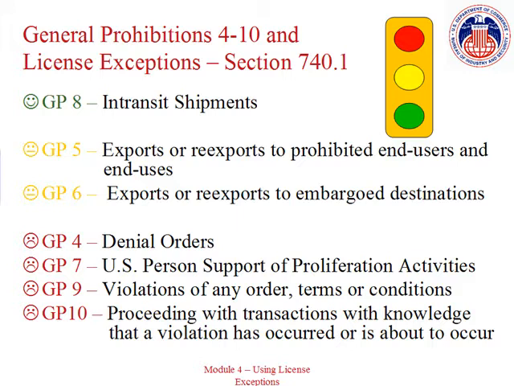First of all, it should be noted that General Prohibition 8 imposes no limitations on license exception eligibility. However, if your transaction is subject to General Prohibitions 5 or 6, your ability to use a license exception will likely be limited. If your transaction is subject to General Prohibition 5, there are very limited circumstances described in Part 744 that may allow for the use of a license exception. If your transaction is subject to General Prohibition 6, you should consult Part 746 of the EAR to see if you're eligible to use a license exception. You may not use a license exception if your transaction is subject to general prohibitions 4, 7, 9, or 10.